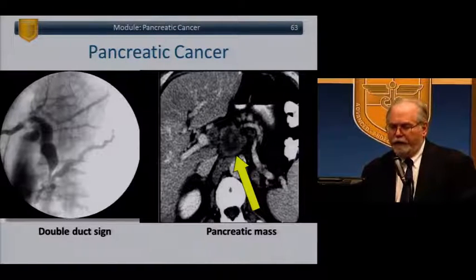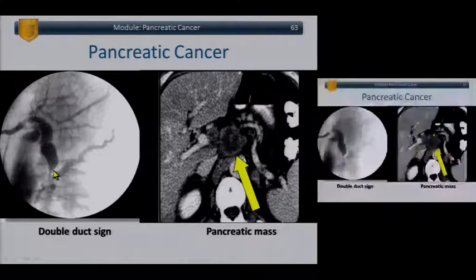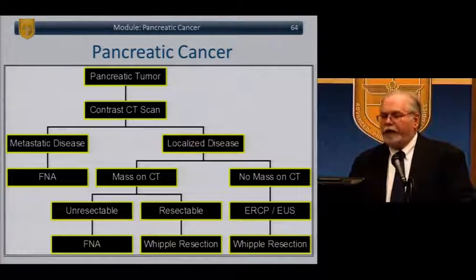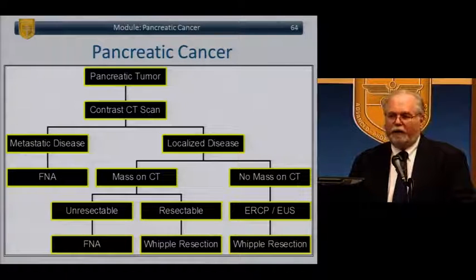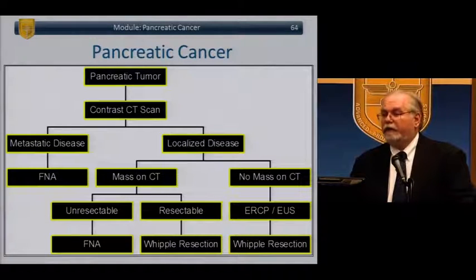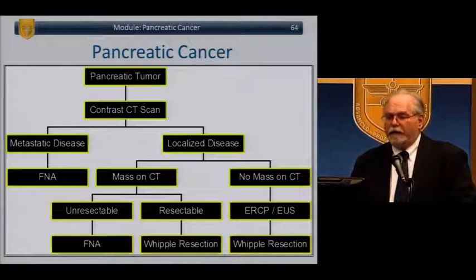So here we see the classic double duct sign with dilation of the common bile duct and the pancreatic duct. Here we see the tumor on CT. And this is just one algorithm, not certainly the only one. You have a pancreatic tumor, you do a contrast CT. If they're metastatic, you do a fine needle aspiration and they go on to therapy with chemotherapy. If they have localized disease, you see a mass on CT which is resectable, they'll go on to resection. If it's unresectable, you'll get a biopsy and go on to therapy.